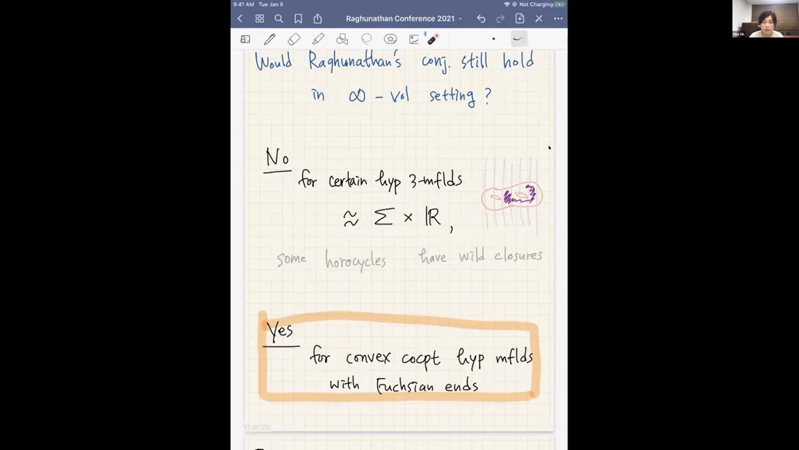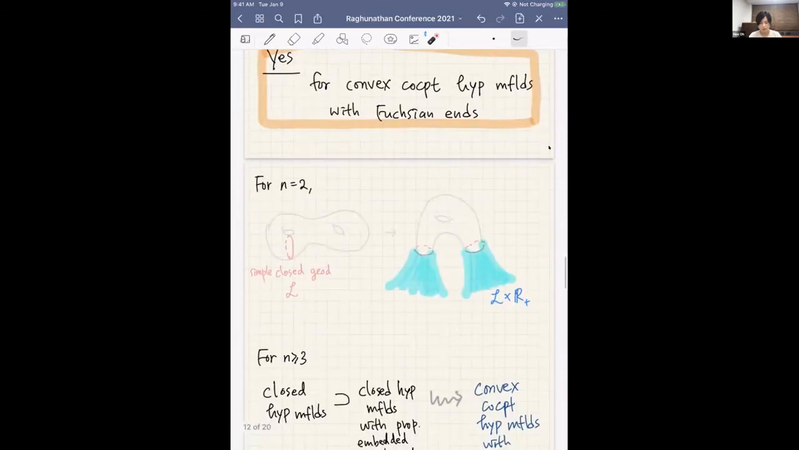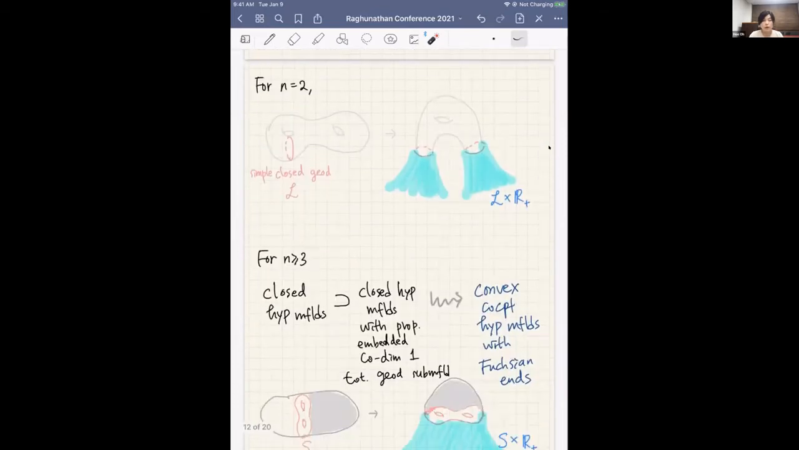However, there is a certain class of hyperbolic manifolds of infinite volume, which we call convex cocompact hyperbolic manifolds with Fuchsian ends, where we have a similar rigidity theorem for horocycles. This is what I want to explain now. For n equal to 2, for surfaces, every convex cocompact surface has Fuchsian ends, and they are constructed in the following way.